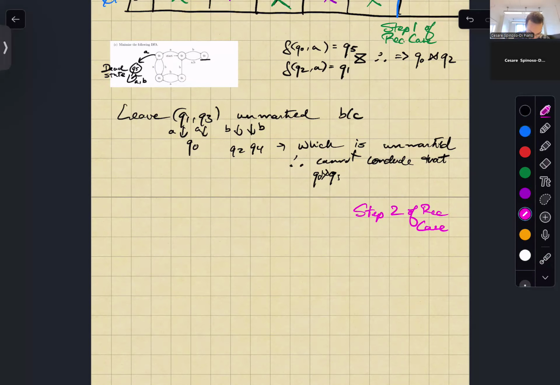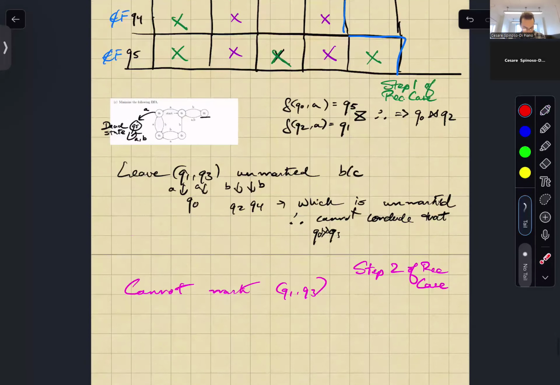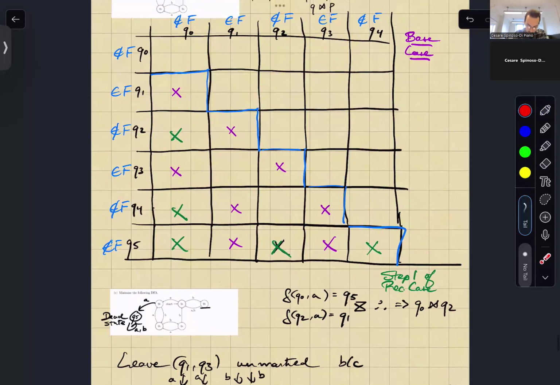So it looks still that for step two, we cannot mark Q1, Q3. And is it going to be the same thing for Q2, Q4? For Q2, Q4, with an A, I go to Q1. With an A, I go to Q3. Those are unmarked, so no evidence for marking. When I'm at Q2, Q4, and I read a B, I go to Q1, and I go to Q1 again, same state, so it's indistinguishable. So again, that's not evidence for marking.